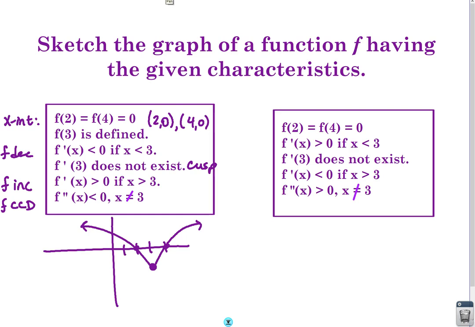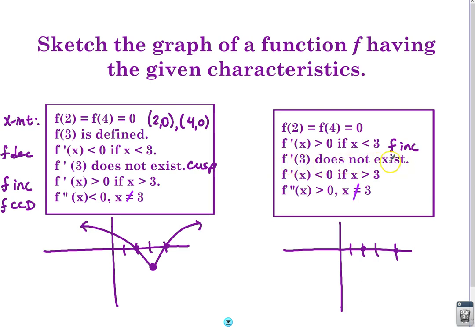So we start off with f of 2 is equal to f of 4 is equal to 0. So I'm going to go ahead and just go 1, 2, 3, 4. Put those there. F prime of x is positive if x is less than 3, so that means f is increasing when x is less than 3. And then f prime of 3 does not exist. So the derivative does not exist, which it didn't over here.